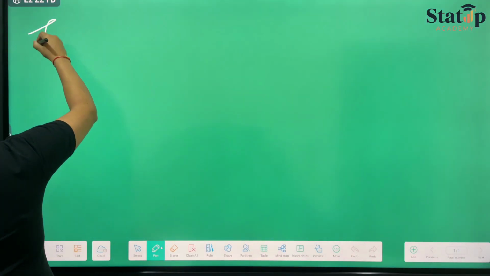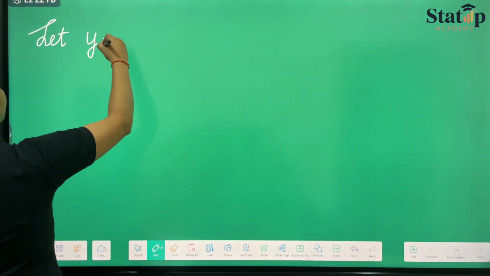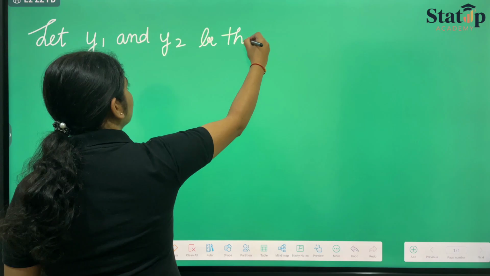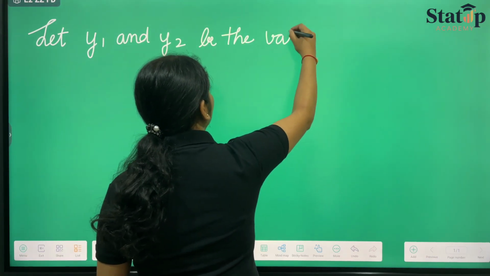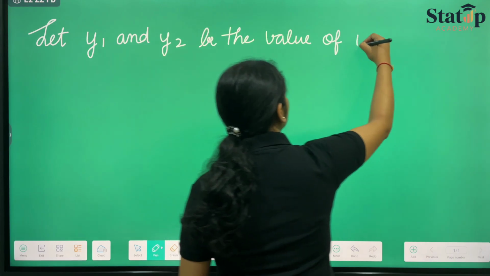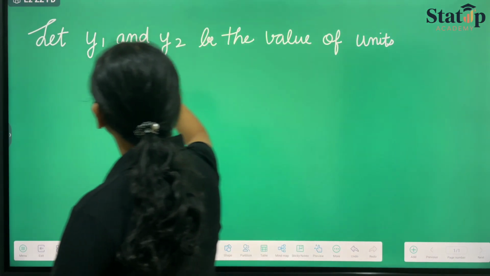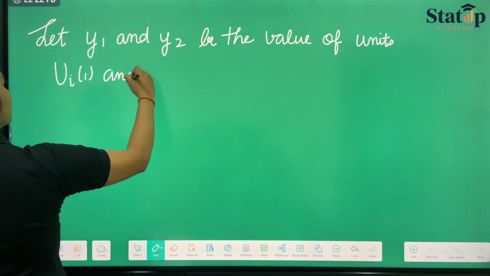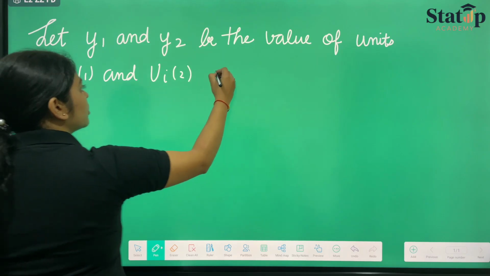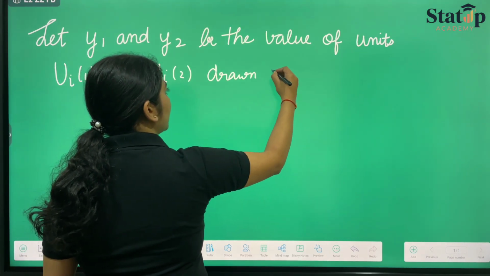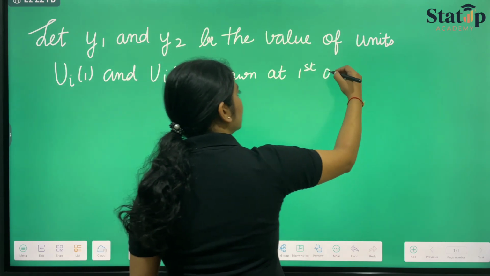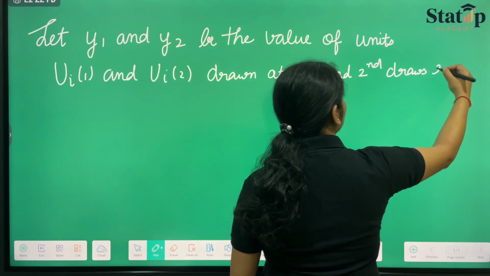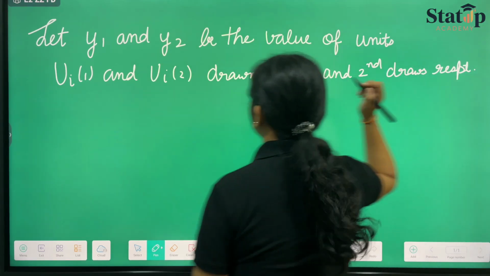So let us say that y1 and y2 be the values of units ui1 and ui2 drawn at first and second draws respectively. First point is this, we'll consider this.